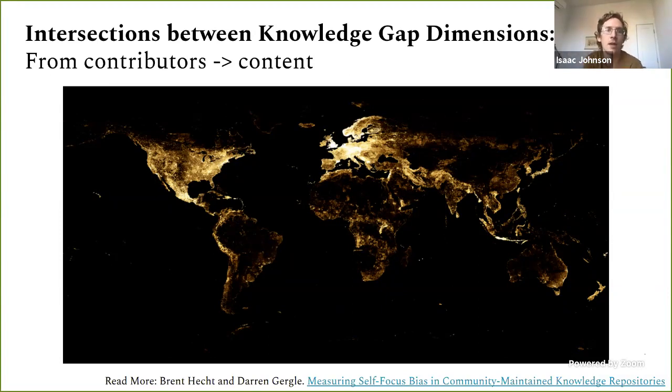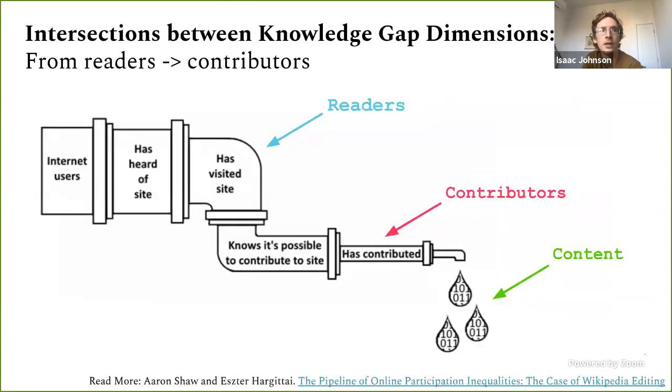So without even describing it, many of you might recognize this as a map of the geographic distribution of Wikimedia content, specifically a map of Wikidata items and where they are in the world. And it shows the self-focus bias. As you can see, the content on Wikidata is heavily concentrated in North America and Europe, where many of the contributors to the Wikimedia projects also are. Next slide. And if we take a step back, what about the relationship between readership gaps and contributor gaps?